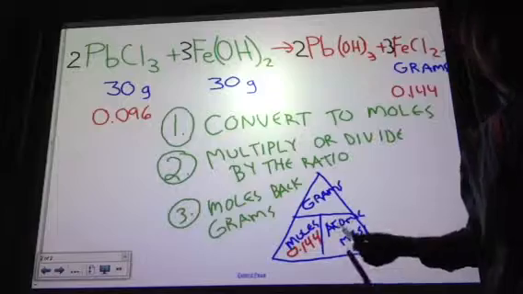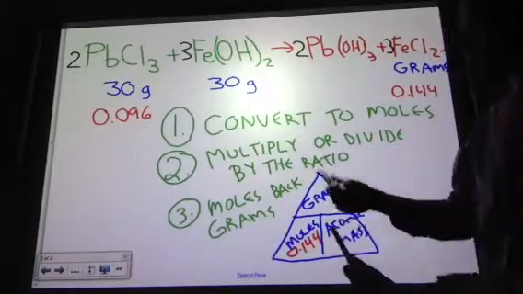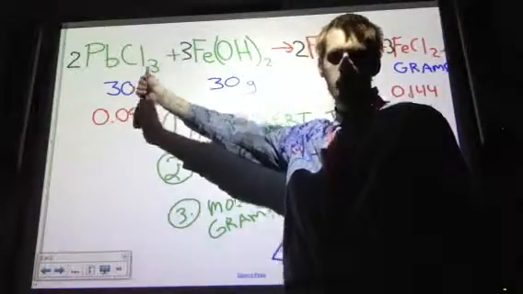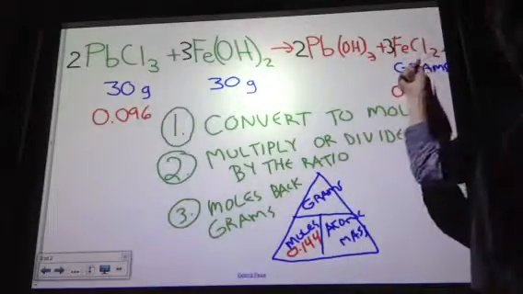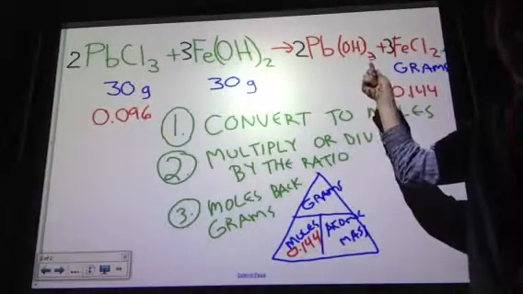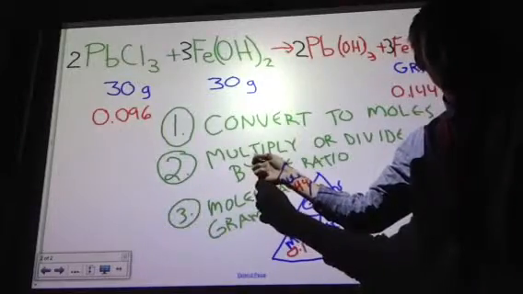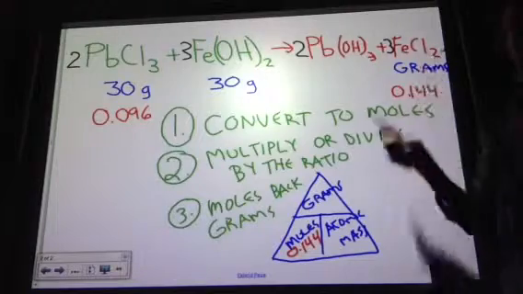And your atomic mass also changes. Your atomic mass originally was the mass of this, PbCl3. Now your atomic mass is the mass of one of these. Now don't do 3 of these. You took care of the 3 and the 2 in this step. Okay? Now you just have to find the mass of one of these, the FeCl2.